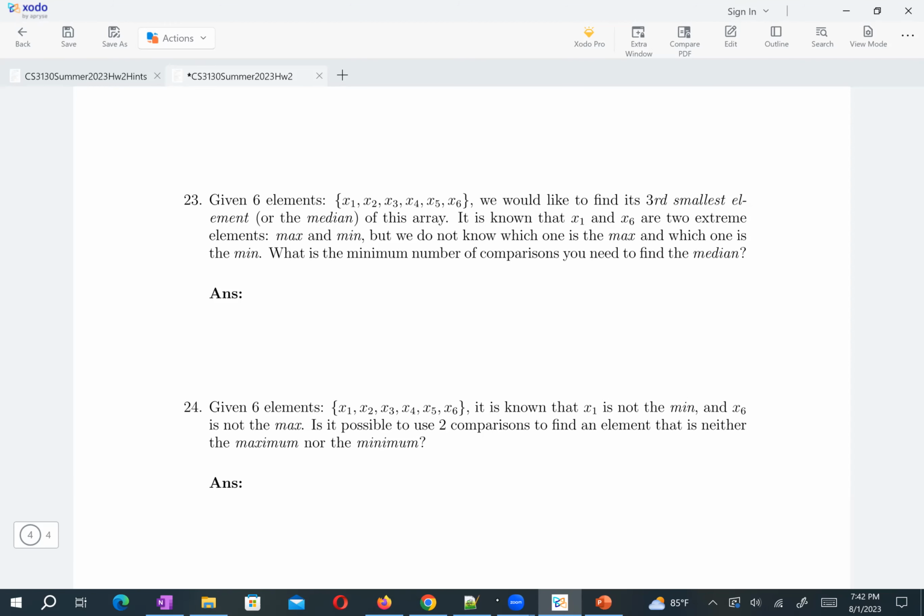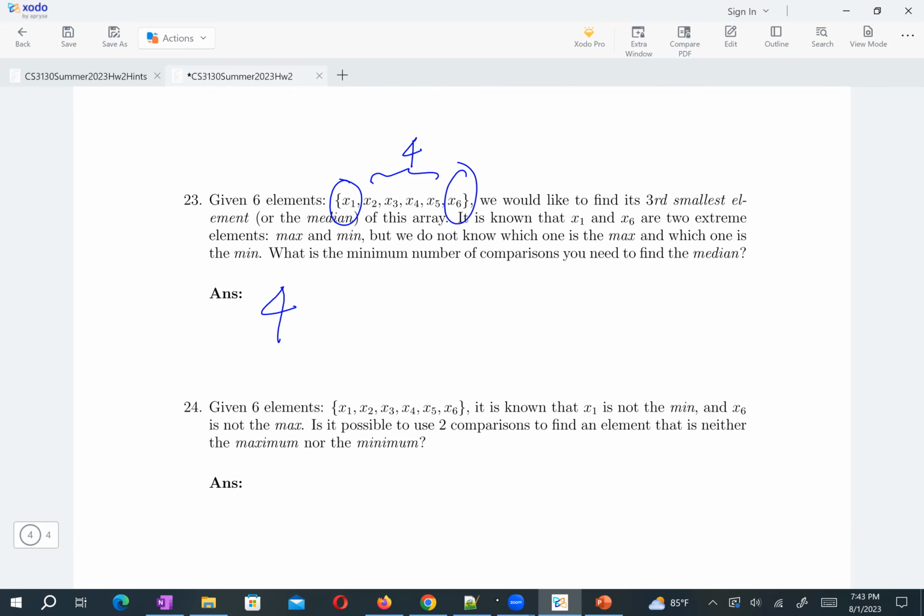This one, third smallest, median. By the elimination method, x1 and x6 can be eliminated, so you only have 4 elements. Then the third smallest becomes the second smallest. For 4 elements, how many comparisons to find the second smallest? We did that before, so the answer is 4. In these 4 elements, to find the smallest, you need 3. Second smallest, 1 more comparison, not 2 more. So you need a total of 4 comparisons.